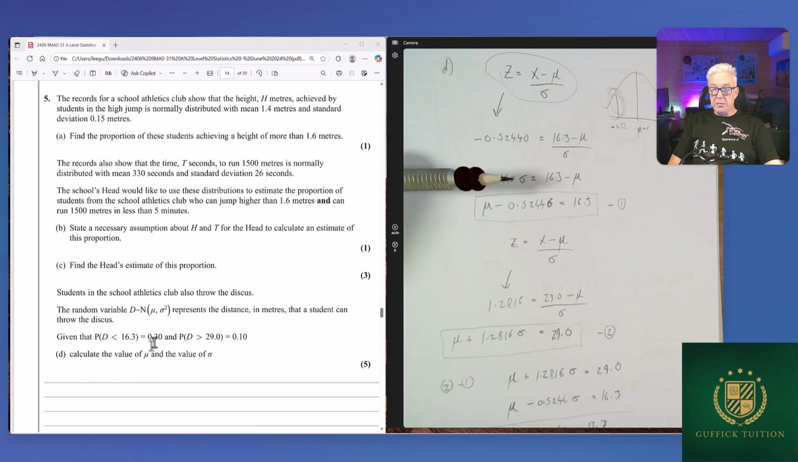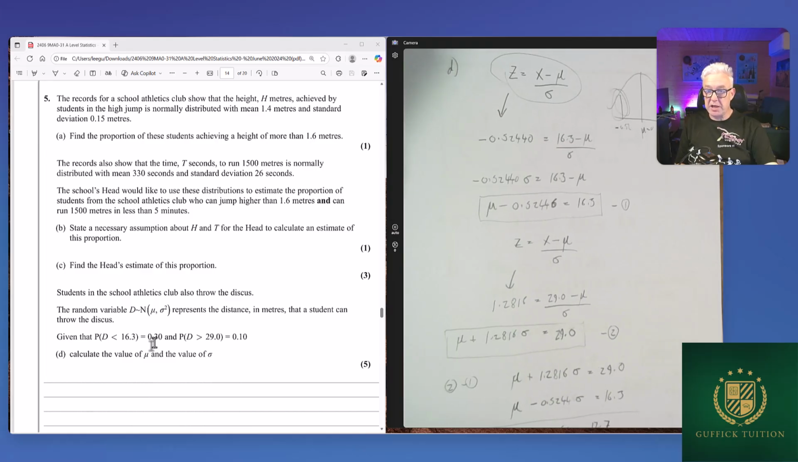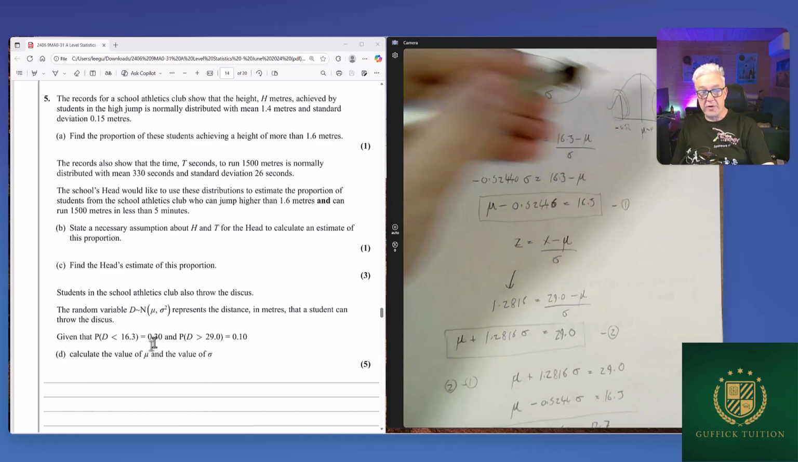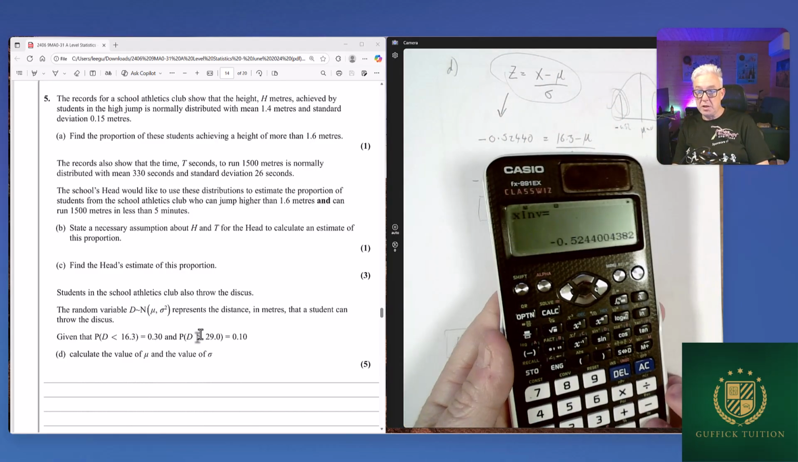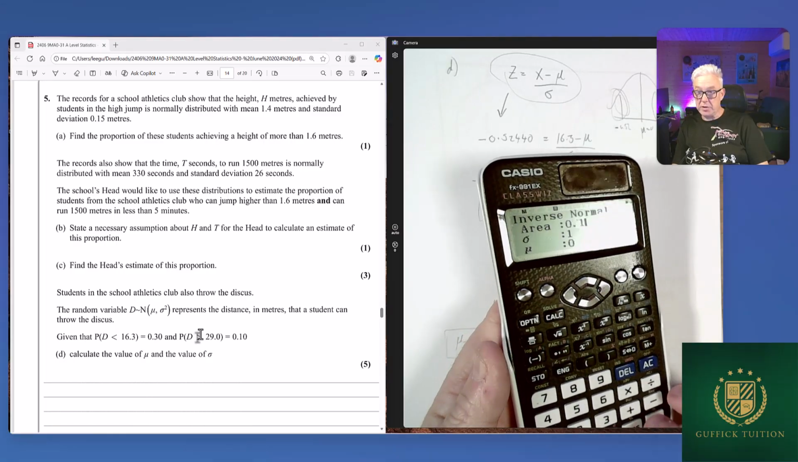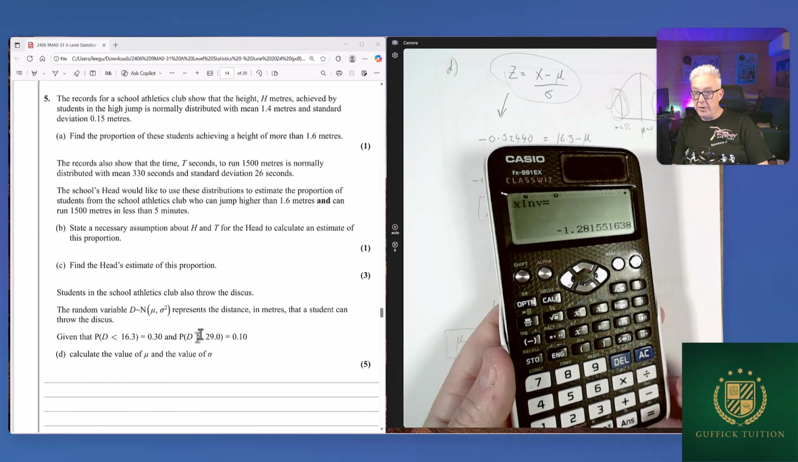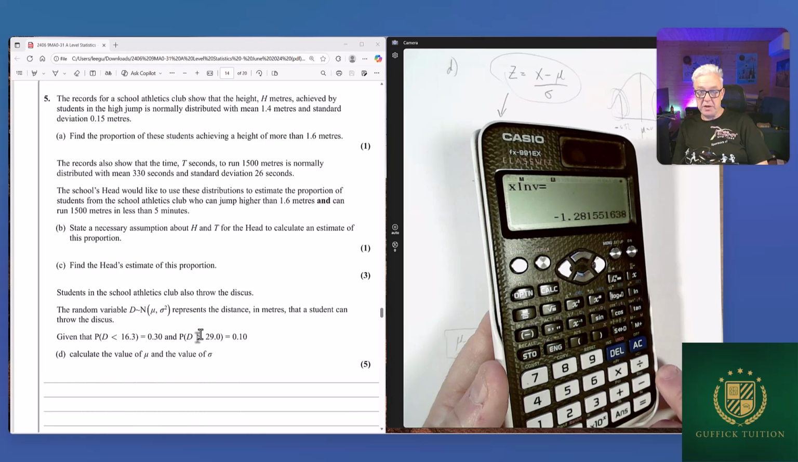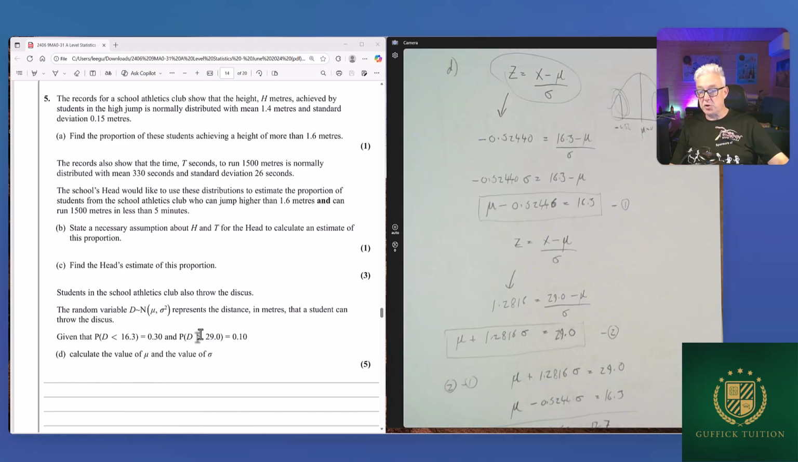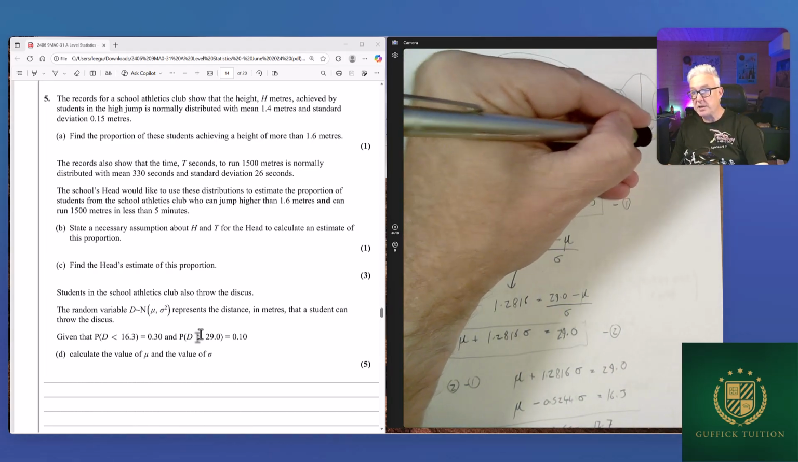So all I've done then is multiply that by sigma, and add mu to both sides, and that's generated one simultaneous equation. We now do the same at the other end of the distribution over here, where we've got greater than 29, and we have an area over here of 0.1. So we're going to go back to our standardized normal distribution, take the inverse, put an area in of 0.1, and the calculator comes up with minus 1.28. Now we want the positive value of this because we're over at the right hand side of the distribution this time, because we're dealing with the greater than symbol.